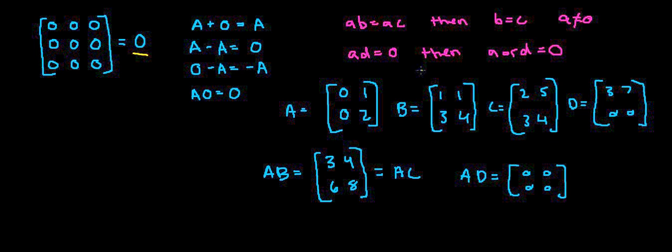Now for A times D is equal to 0. Think of two numbers that are not 0 multiplied together to give 0. You can't. At least one of them must be 0. But with a matrix, A times D: 0 times 3 is 0, 1 times 0 is 0. 0 times 7 is 0, 1 times 0, 0. 0 times 3 is 0, 2 times 0, 0. 0 times 7 is 0, 2 times 0 is 0. A times D is a 0 matrix, and A and D are not equal to 0. So this property of 0 does not apply to matrices.